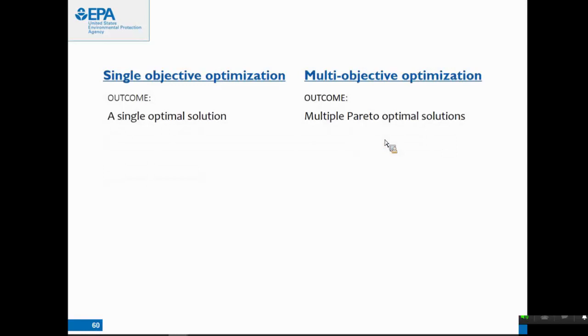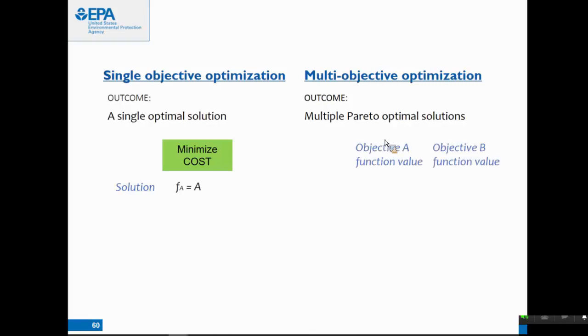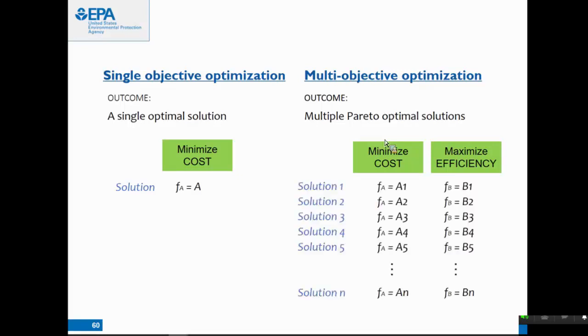So with single objective optimization, like in version 3 of WMOST and versions 1 and 2, we have one objective function, like minimizing cost, and consequently one optimal solution exists with the lowest cost. However, with multi-objective optimization, we can have numerous objectives, like minimizing cost and maximizing efficiency, for instance. And because these objectives compete, we will have multiple solutions that reflect the trade-offs between these objectives.